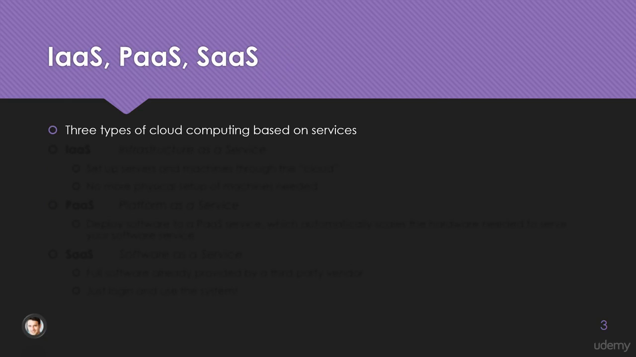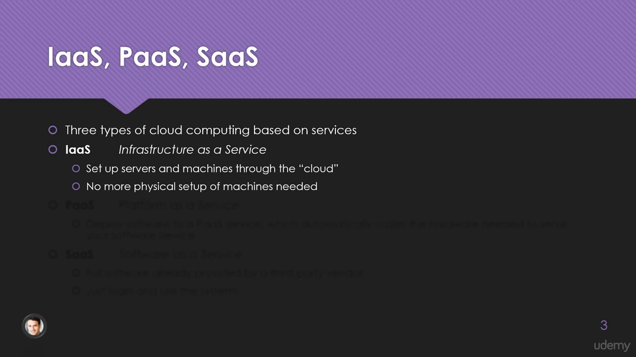There are three main types of cloud computing services. So if you differentiate cloud computing based on services, there are three main types. One is called IaaS, which is infrastructure as a service, where you set up servers and machines through the cloud. There's no physical setup of machines either. You don't need to buy hardware. You don't need to set it up on a rack. You don't need to go in and provision it somewhere. You just rent servers from the internet and you use them.